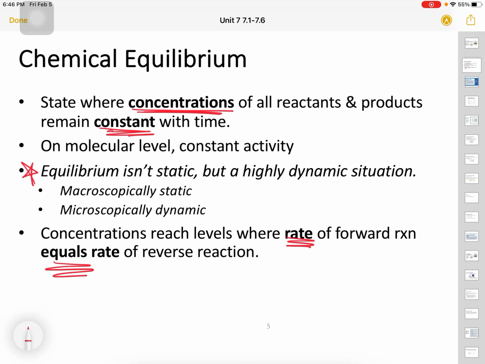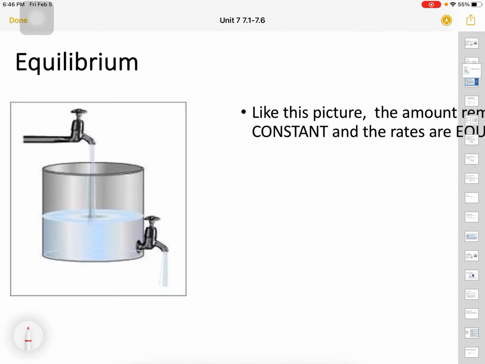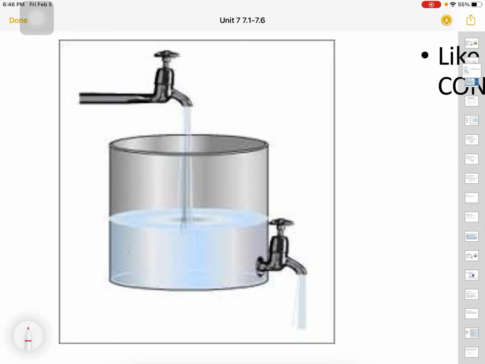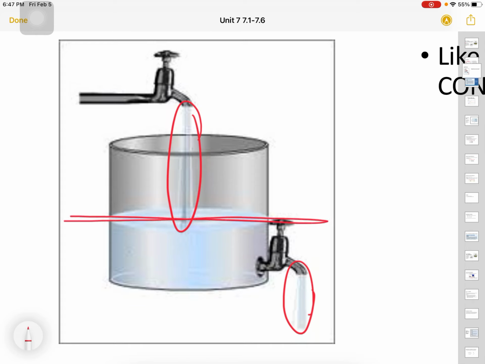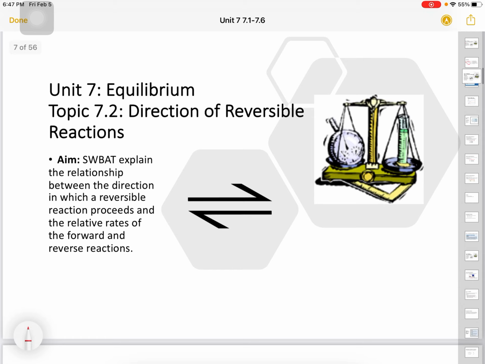It's constantly dynamic. Macroscopically, to your eye, you might not notice a change, but microscopically, you have the conversion of reactants to products and products to reactants at equal rates. So it does not appear that a change is occurring. It's like this picture where we have water pouring into a container at the same rate that water is flowing out of the container, so the level of water in the container remains constant. That's a really simple example, but it works. So that's 7.1, just understanding that rates are equal and concentrations are constant when you have a state of equilibrium.